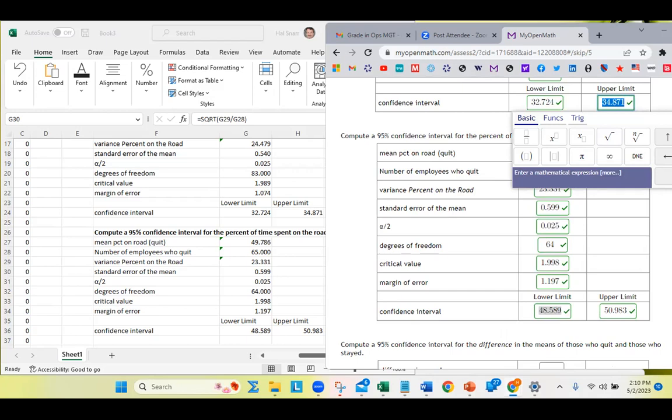So what does that tell you? It tells you that the employees that are quitting, they tend to be on the road a lot. The employees that don't quit, they tend to be on the road less. You see it?